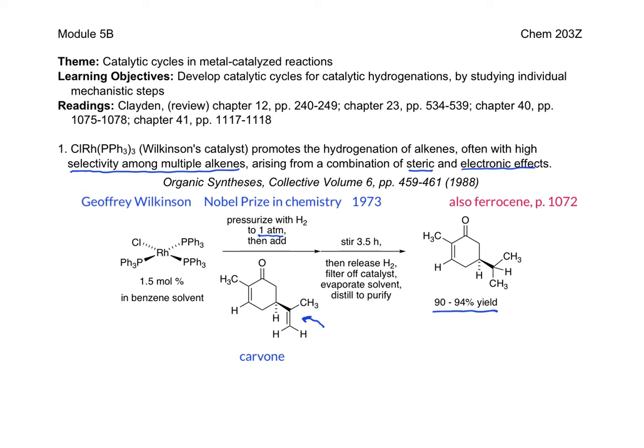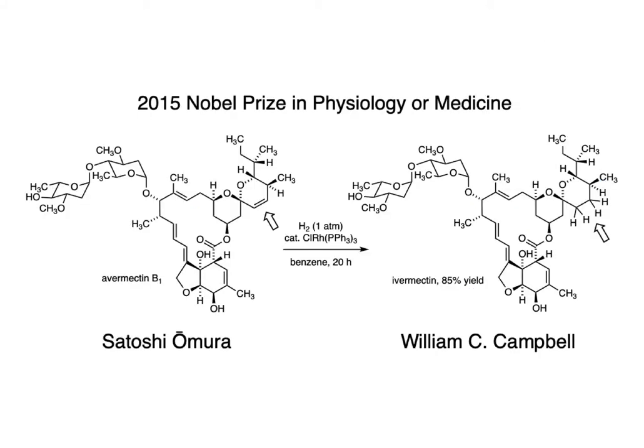More recently, Wilkinson's catalyst played a supporting role in the Nobel Prize for Physiology or Medicine. Avermectin is an antibiotic which was discovered in soil by a microbiologist by the name of Satoshi Omura. This compound has anti-nematode activity, meaning it kills worms.